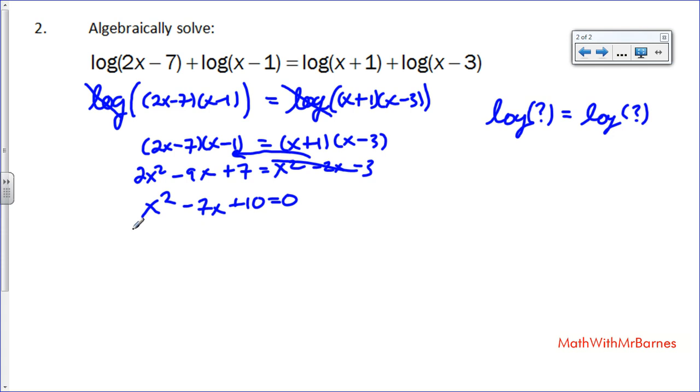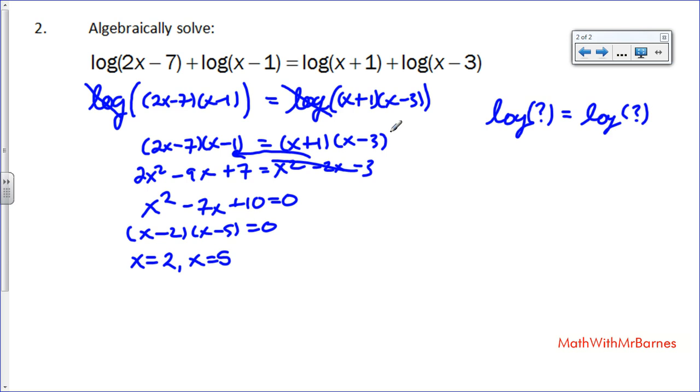So when I factor, adds give me negative 7, multiplies give me 10, so that's negative 2 and negative 5. So x minus 2, x minus 5 is equal to 0. So then I have x is equal to 2, x is equal to 5. So those are two possible solutions. Now I'm just going to do a quick check. So I can immediately see that this one is not going to be a solution.